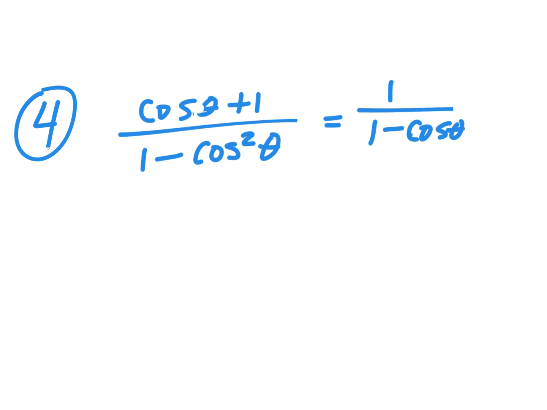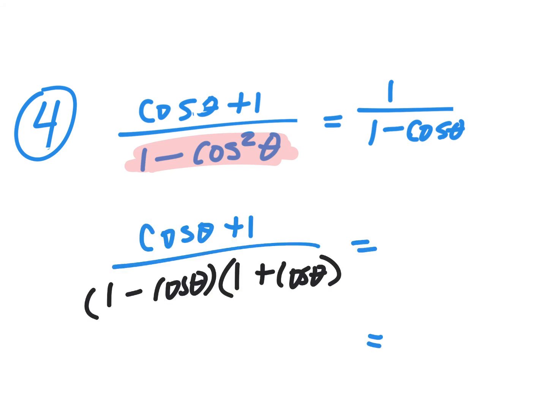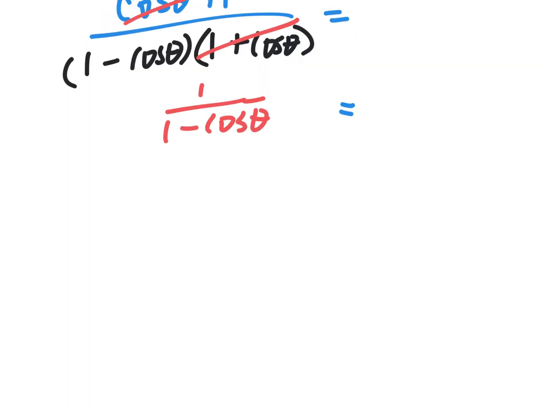Side note, in case you're stumped, remember, if you can factor it, you should. This part right here gets factored. Okay, so here, hopefully you factored it, and now this and this can cancel, and you're left with 1 over 1 minus cosine. Who was able to get that far without me? Okay, awesome.